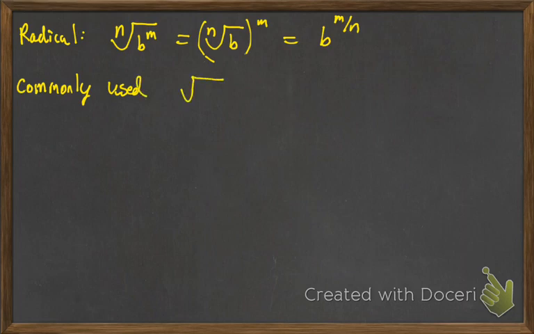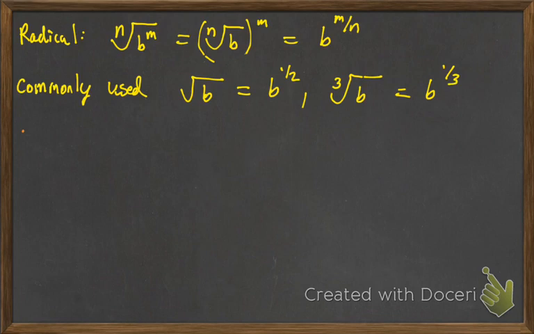So commonly used. The square root of b is the same thing as b to the 1/2 power, and the cube root of b is the same thing as b to the 1/3 power. We'll see that all the time, so it might be something that you want to make note of, highlight, or whatever, because you'll see it all the time.